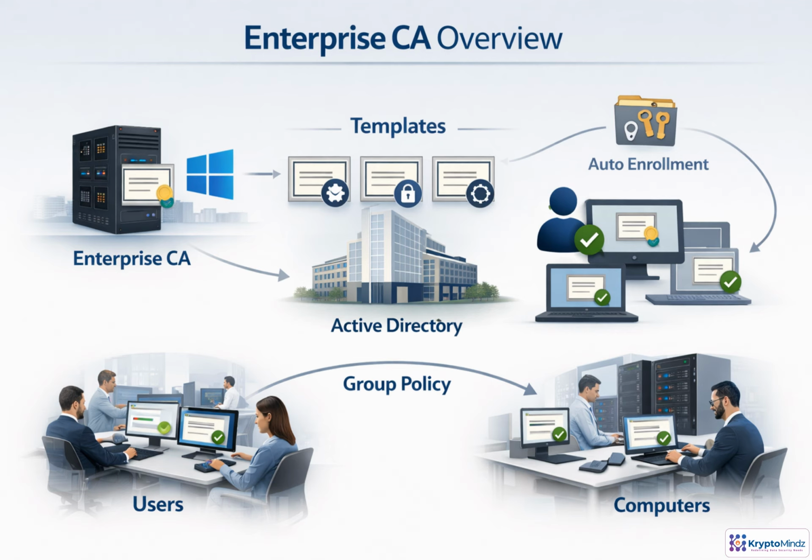An enterprise CA is tightly integrated with Active Directory, so it understands your users, groups, and computers. That integration lets you use certificate templates to define exactly who can request which types of certificates and under what conditions. Through group policy, you can then enable auto-enrollment so domain users and machines receive certificates automatically at scale. This makes enterprise CAs well-suited for large internal deployments, where consistency and automation are important.